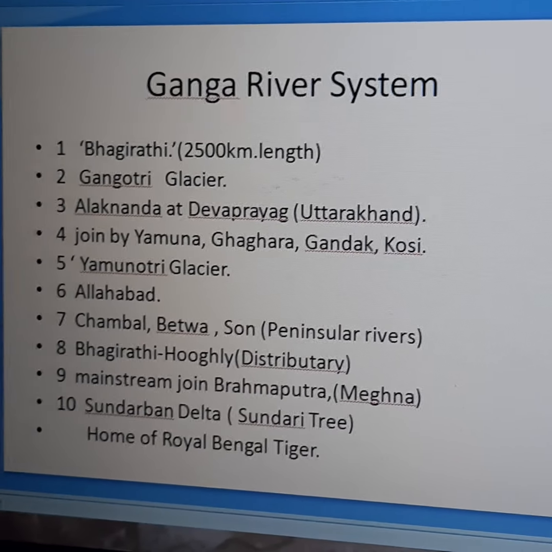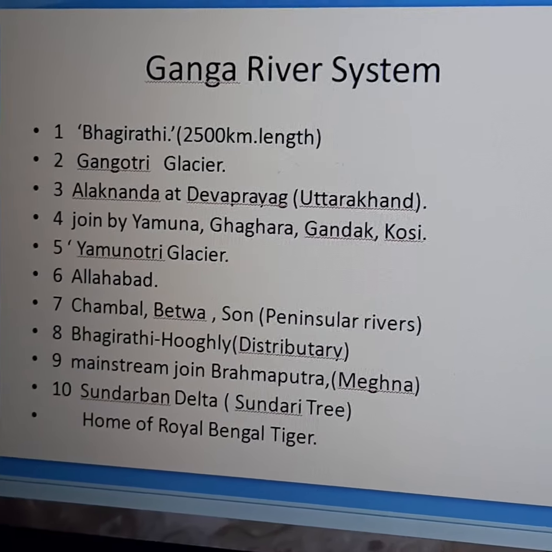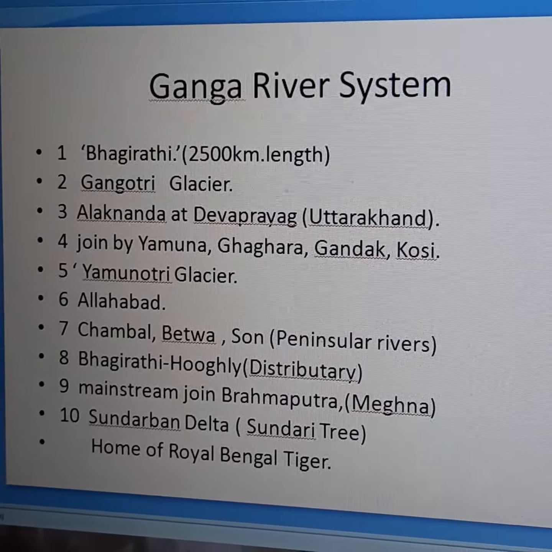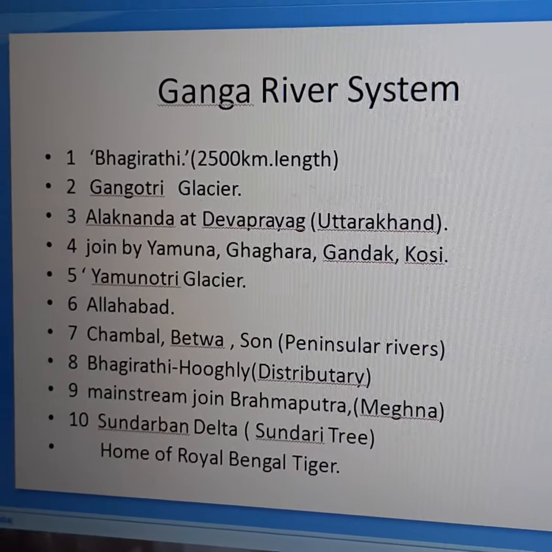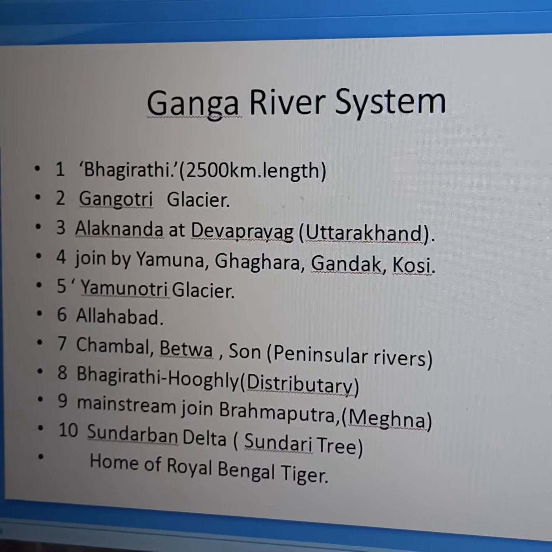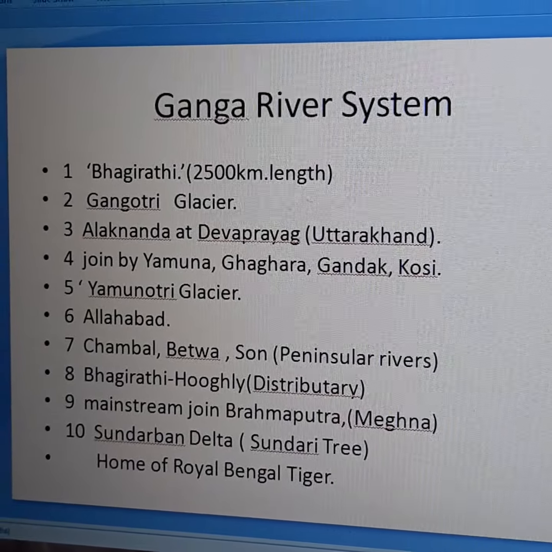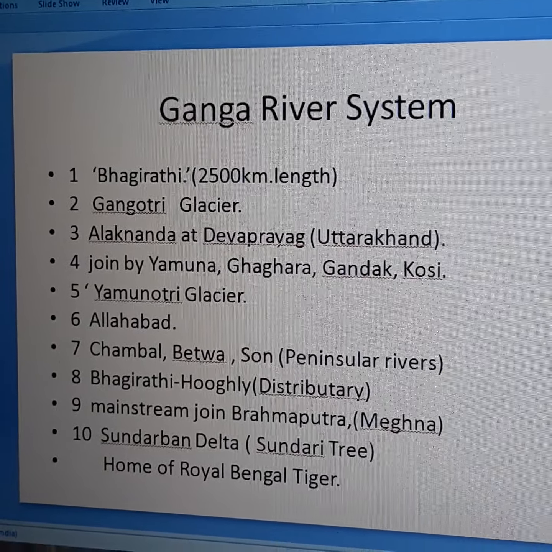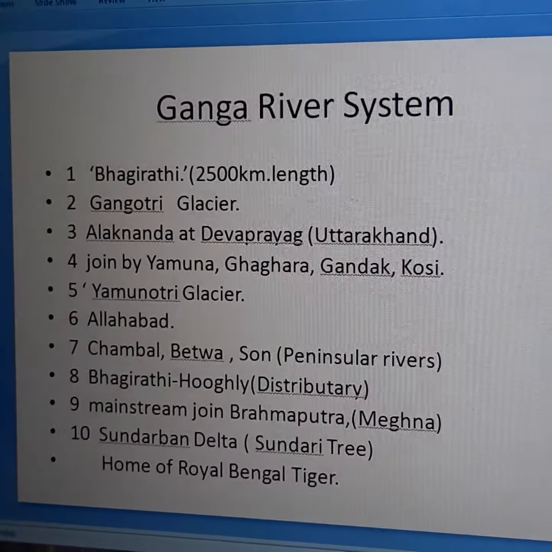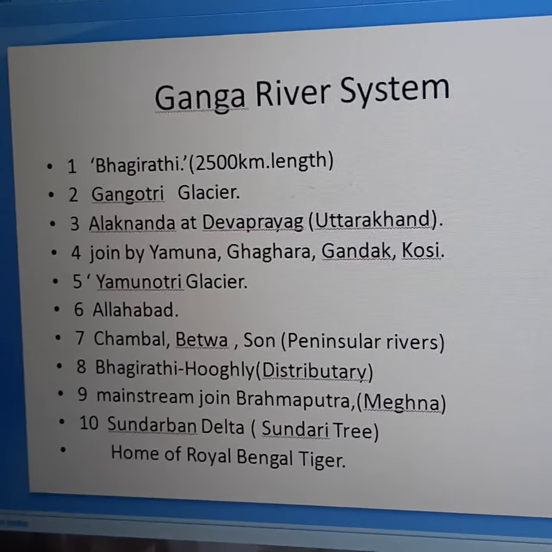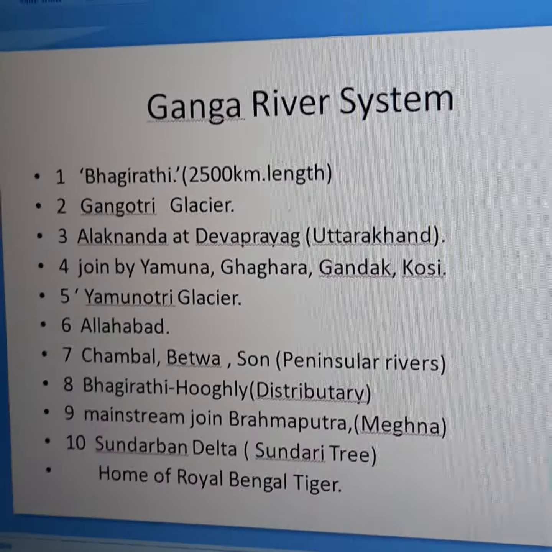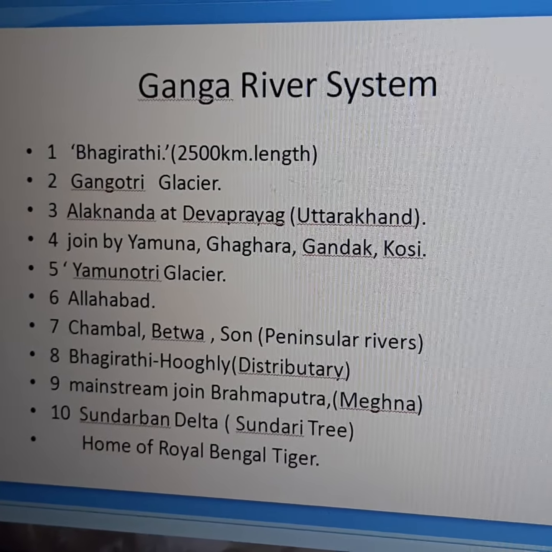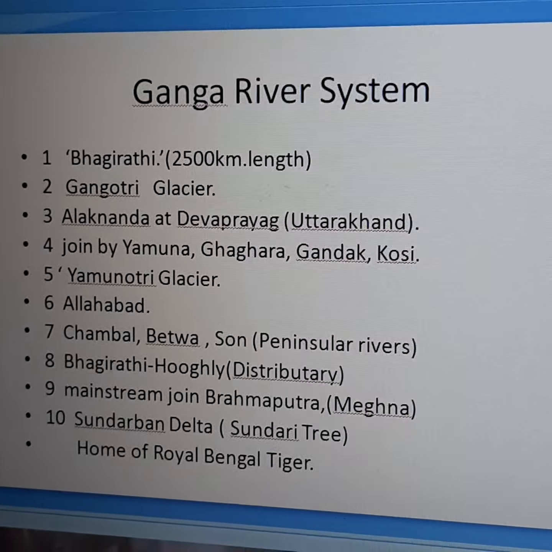These two rivers, the Brahmaputra and the Ganga, develop the delta called the Sundarban Delta, which is the world's largest and fastest growing delta. The word Sundarban is derived from the name of a tree called Sundari. Sundarban Delta is also the homeland of the Royal Bengal tiger, and the length of the Ganga river is 2500 kilometers.